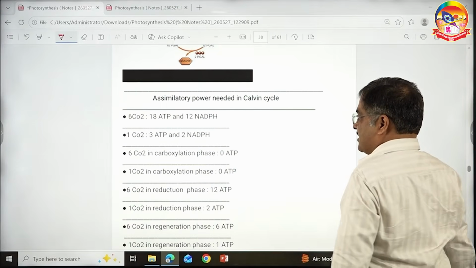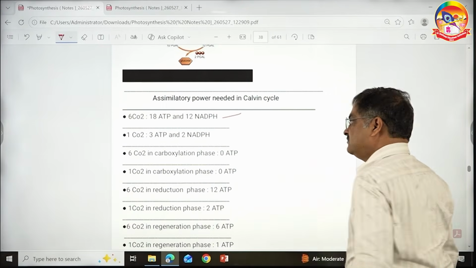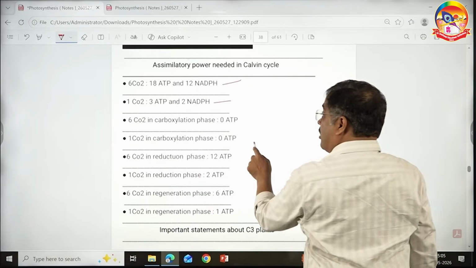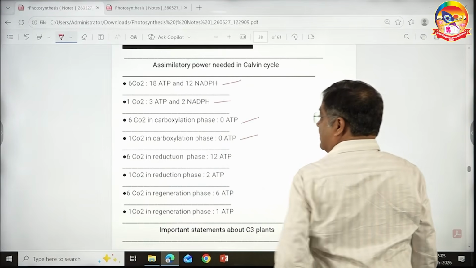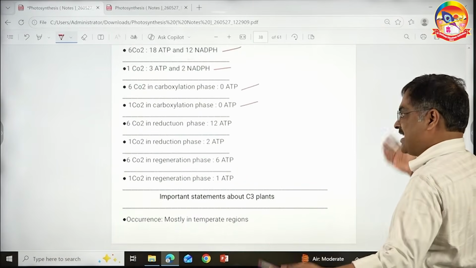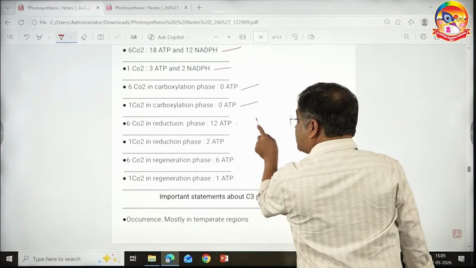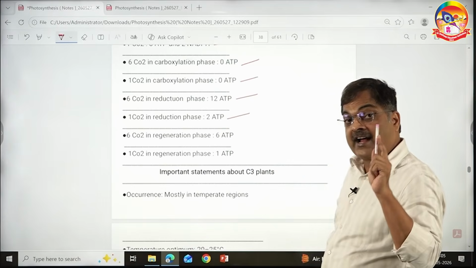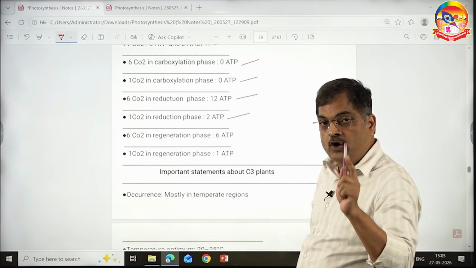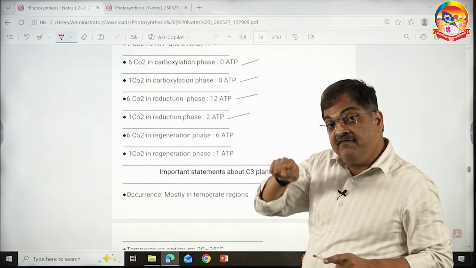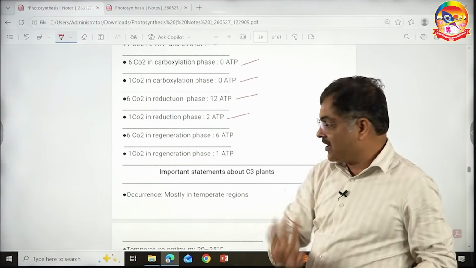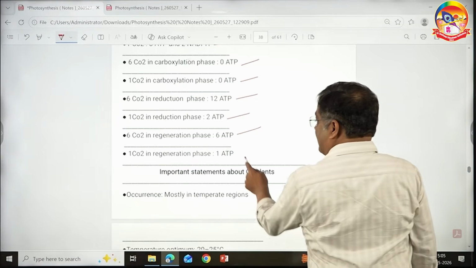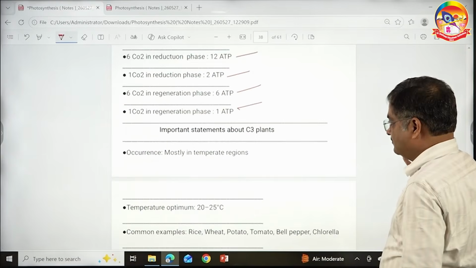This is a repetition, children. 6 CO2, this much. 1 CO2 is this much. 6 CO2 in carboxylation phase, 0. 1 CO2 in carboxylation phase, naturally 0. 6 CO2 in the reduction phase, 12. 1 CO2 in the reduction phase, 2. If they ask you reduction of CO2, 1 CO2, say 3. Reduction phase means say 2. So be careful about this. 6 CO2 in the regeneration phase, 6. 1 CO2 in the regeneration phase is 1.